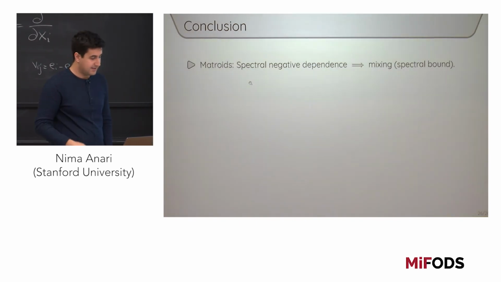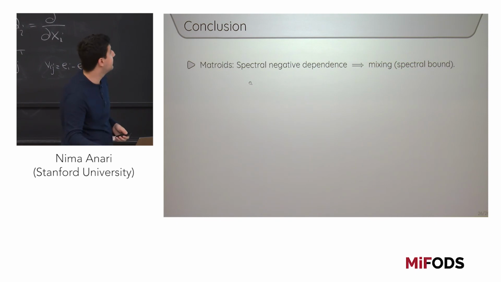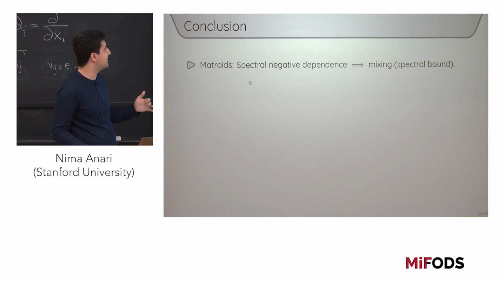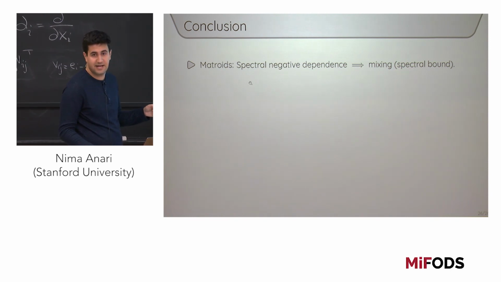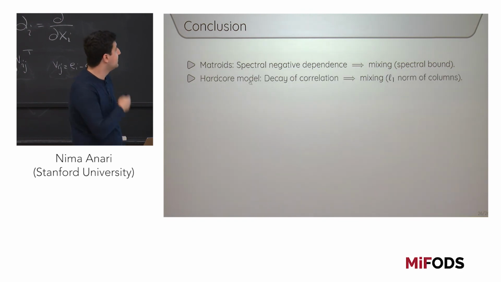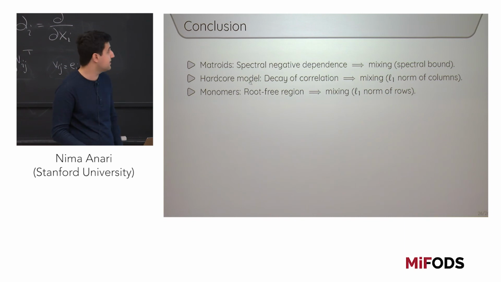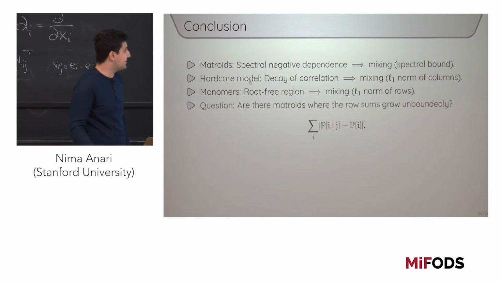All right, so let me conclude. We started with just looking at matroids, and there having spectral negative dependence was very natural, corresponding to log-concave polynomials. But I showed you that spectral bounds on this correlation matrix can be proved for other models, like the hardcore model or the monomer distribution. So there are some natural questions here. One of them is, do you have to go through this machinery of log-concave polynomials to get the first result?